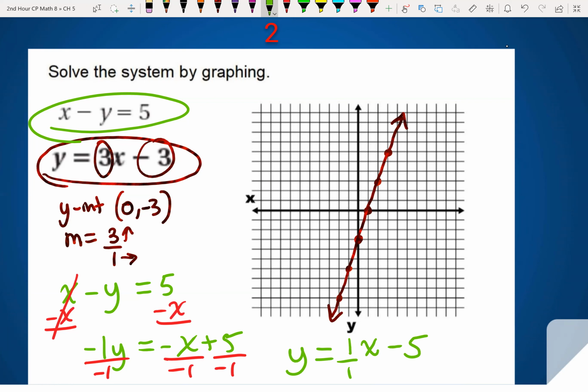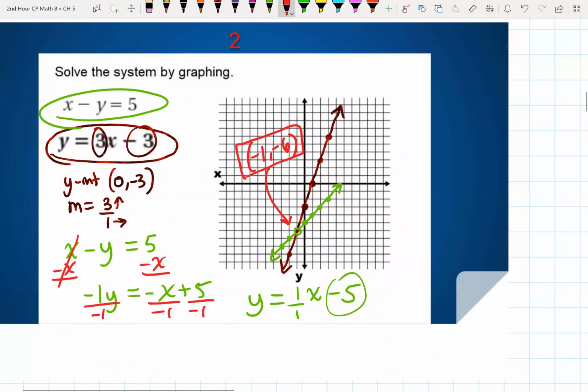So your y-intercept is that -5. So go down to -5. And your slope is up 1 to the right 1, or down 1 to the left 1. And there's your point of intersection right there. So there's where we think our solution is going to be, right there at this coordinate, which is (-1, -6). Better check your solution though, and make sure that it works in both equations.